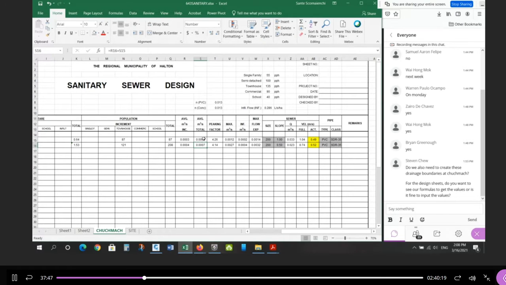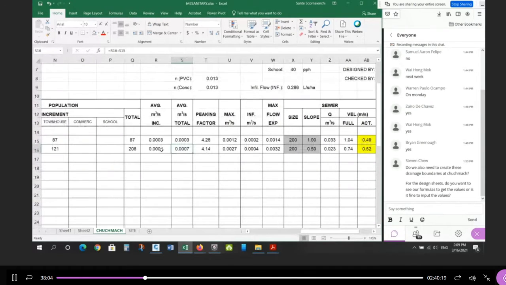My mistake. This is actually the previous flow plus the current flow is the total flow. So we're accumulating here, not here. Okay, so you can see this plus this equals this, right? 003 plus 004 is 007. Okay, let me zoom in on that. So this is based on 87 people, and this is based on 121 people.